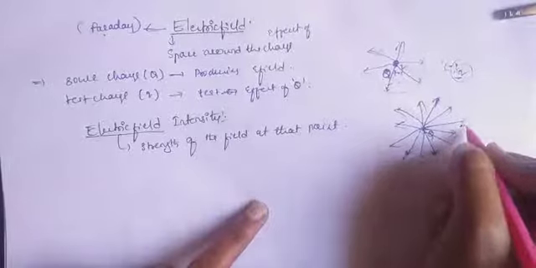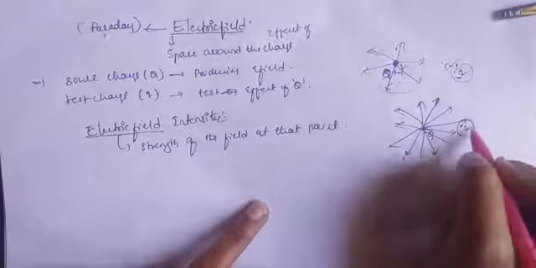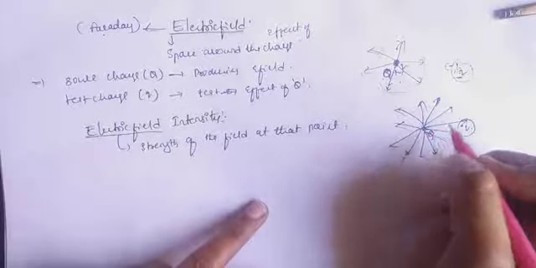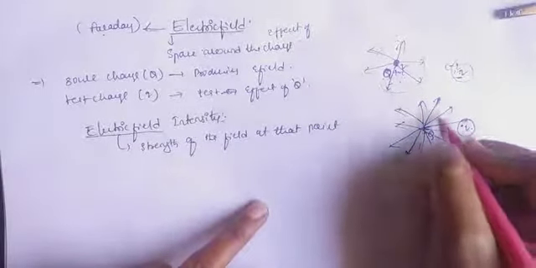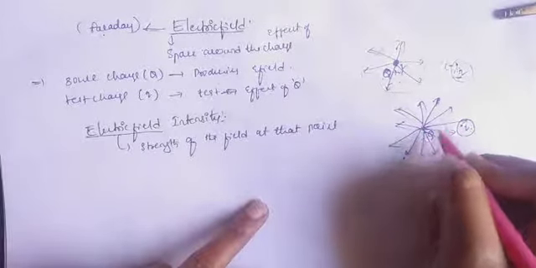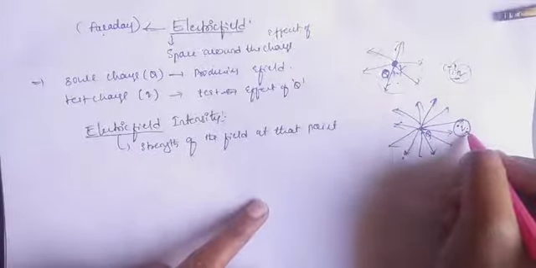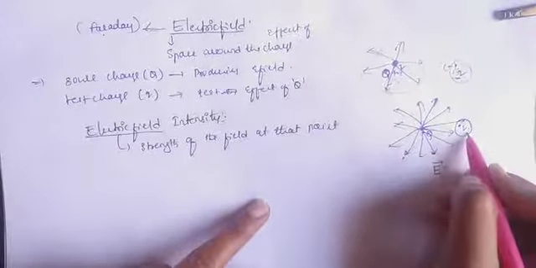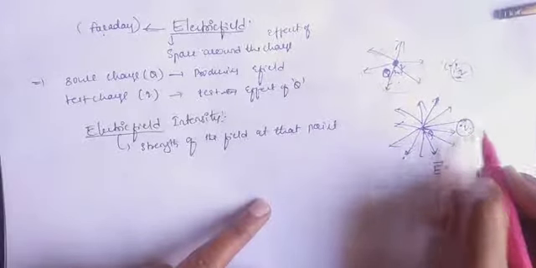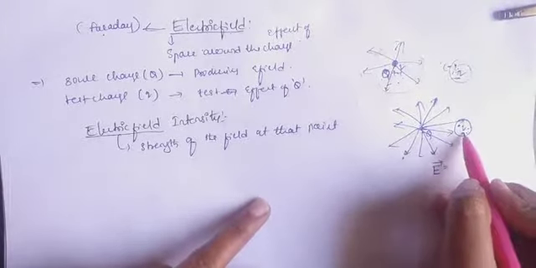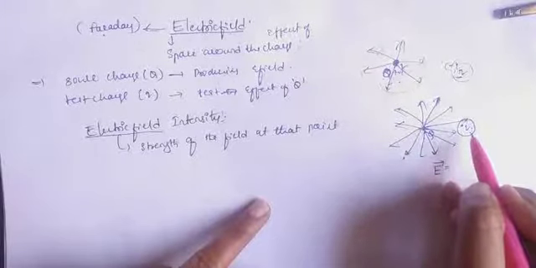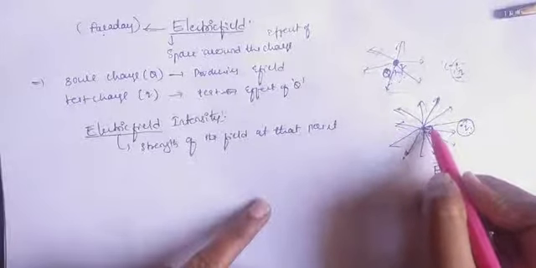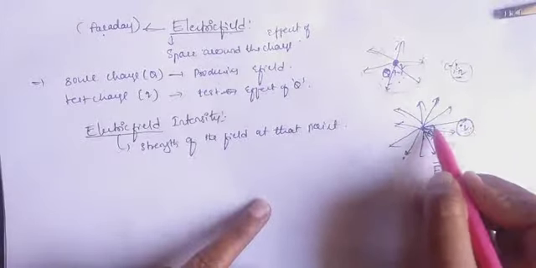This is the charge I have placed here. Now this charge experiences the effect of these field lines. That means the field lines of the source charge apply force on the test charge. Electric field intensity means how much effect is applied on the test charge. If I place the test charge here, the effect done by the source charge is less.